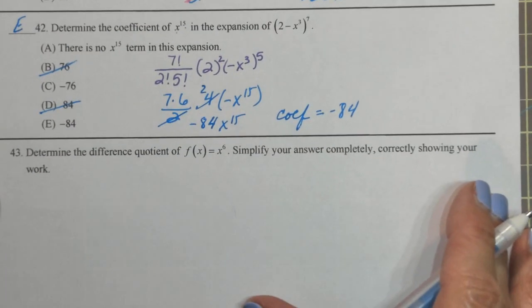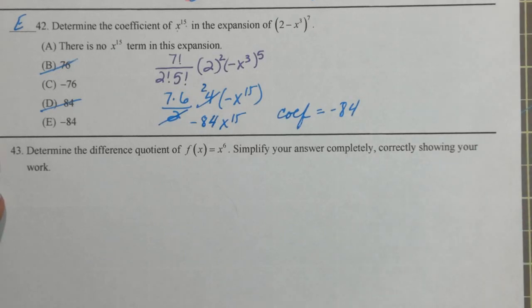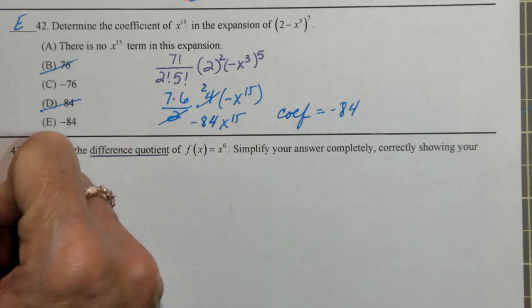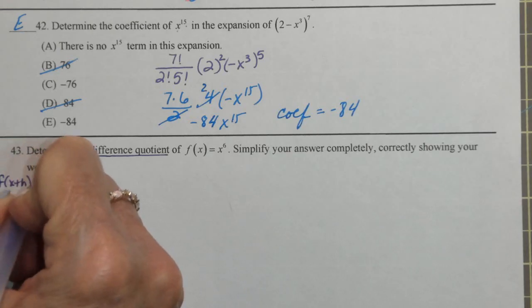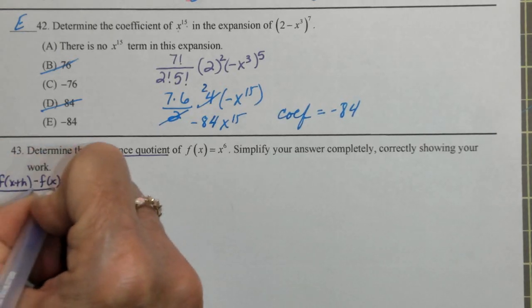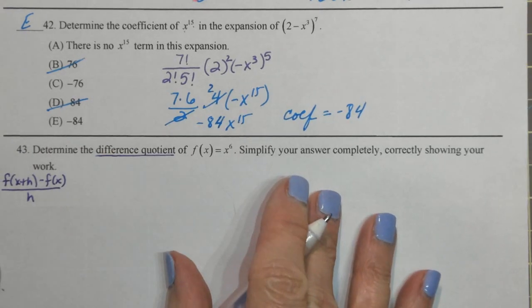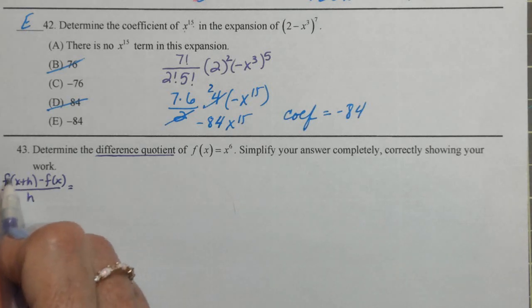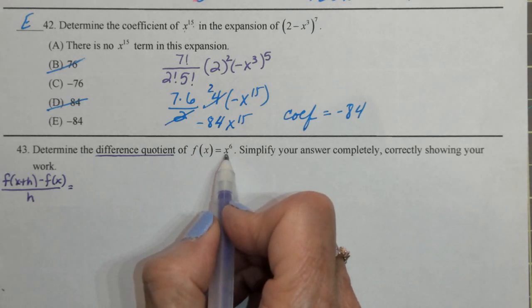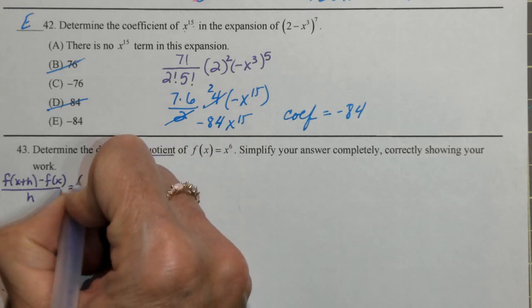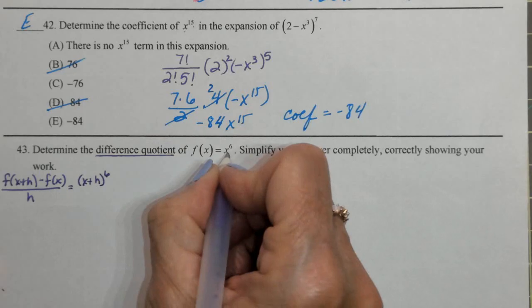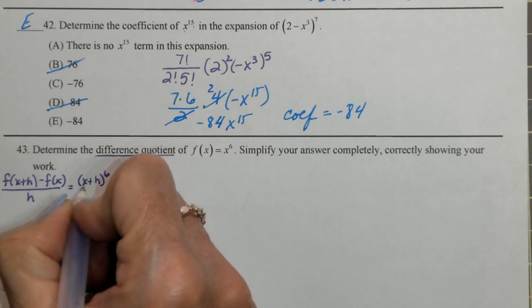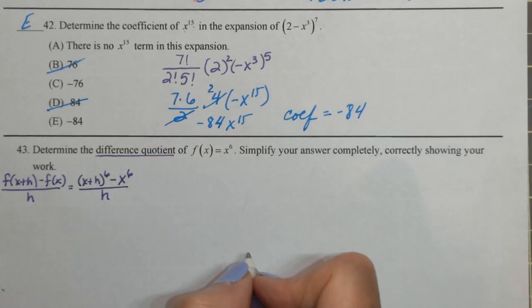Alrighty. One more. Determine the difference quotient of this guy. Difference quotient. So difference quotient, we need to know what that is. This is f of x plus h minus f of x all over h. I'm writing small because I know that these get long. Okay, so what is f of x plus h? We're replacing x with x plus h, and we will have x plus h to the 6th power minus f of x. F of x is x to the 6th all over h.